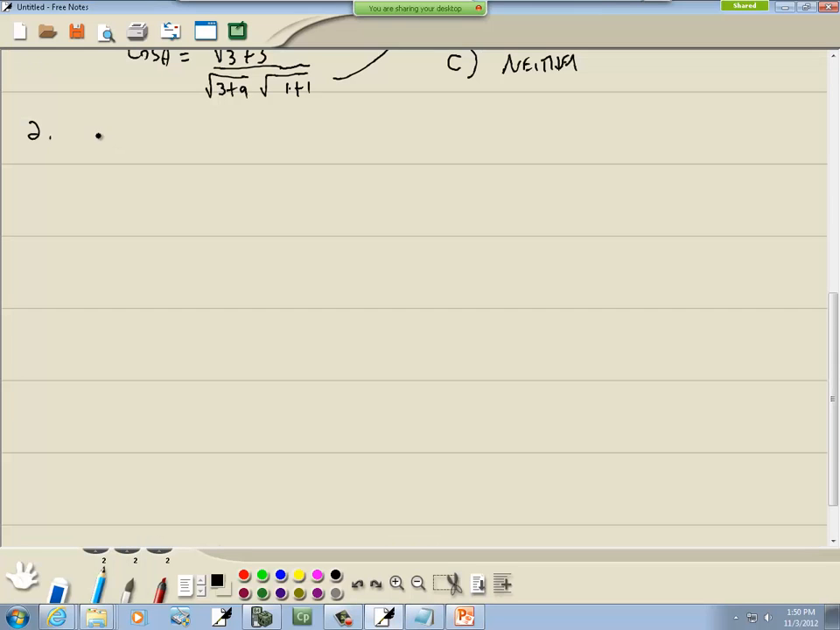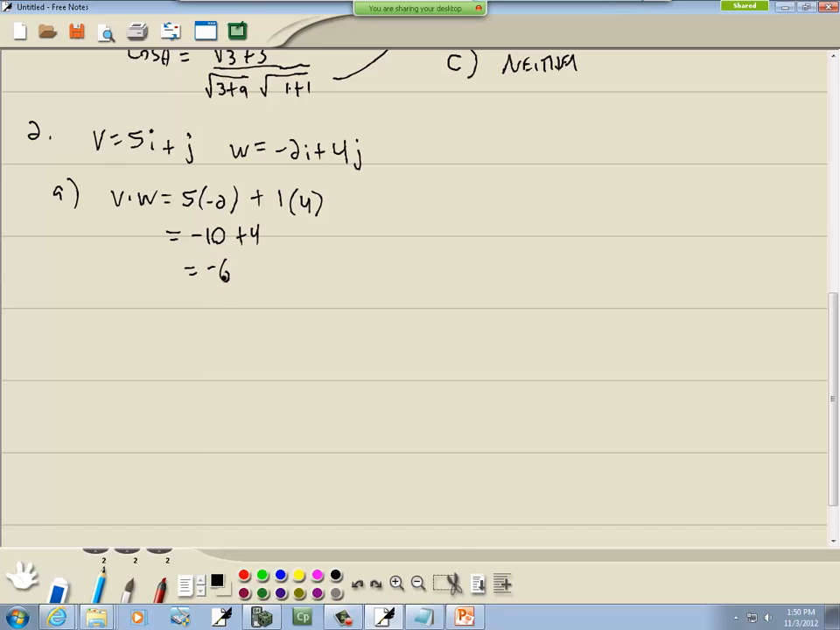We've got v is equal to 5i plus j, and w is equal to negative 2i plus 4j. And we want to find our dot product. So we take the numbers before the i's and multiply them together. So 5 times negative 2. And take the numbers before your j and multiply them together. So 1 times 4. Then we're going to add those. 5 times negative 2 is negative 10, plus 4, which gives us negative 6.